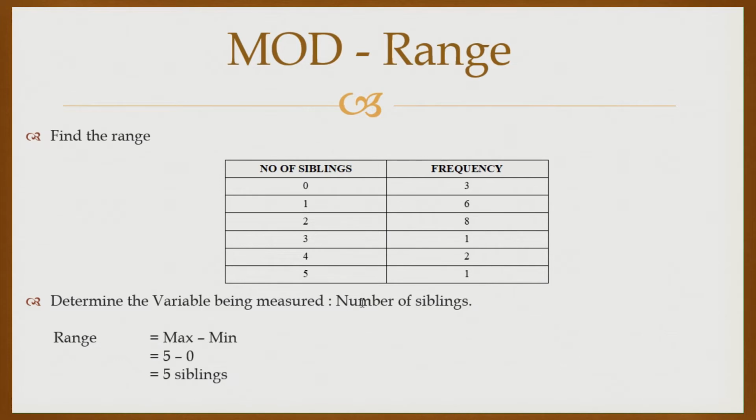Grouped data without interval: take your data, not the frequency. Students always make this mistake. What's the range? Oh, my range is 8 minus 1. Wrong. You have to take the biggest data minus the smallest data, not your frequency. So what's the data here? 5 minus 0, which is 5.